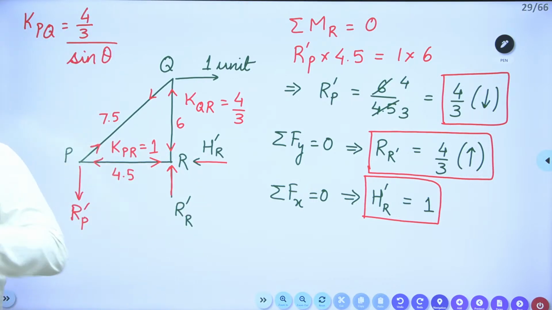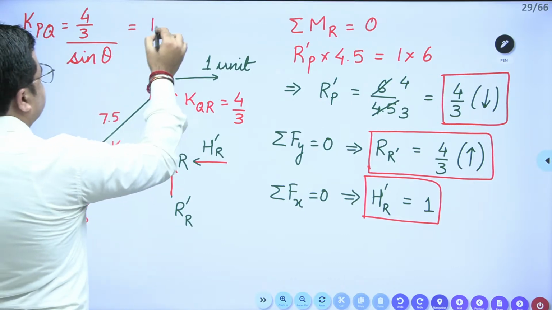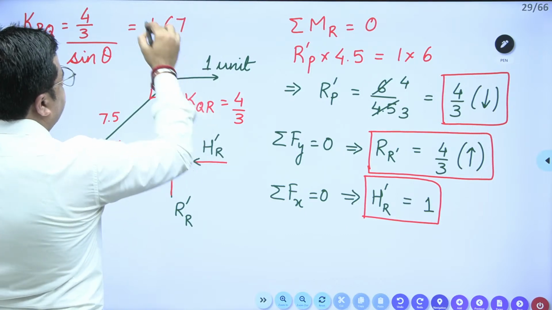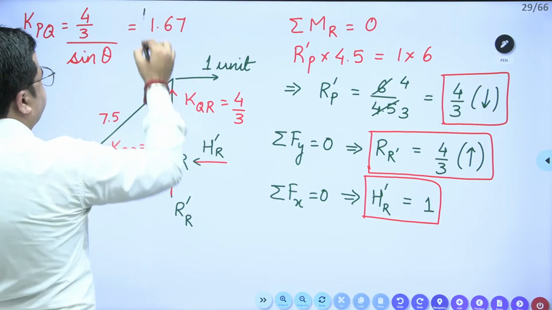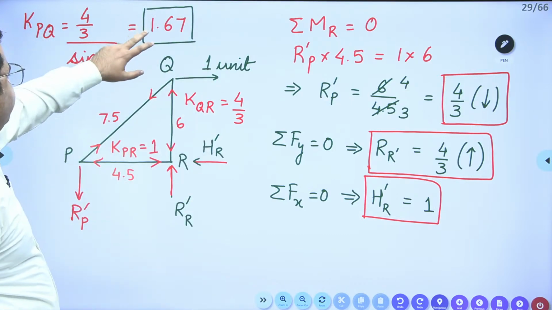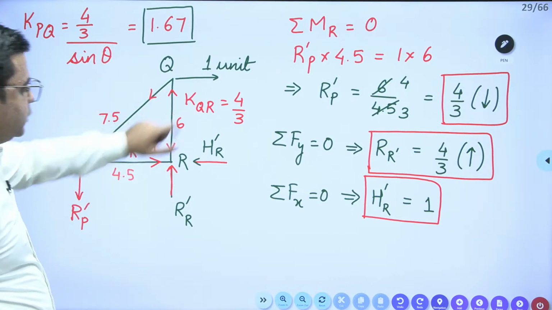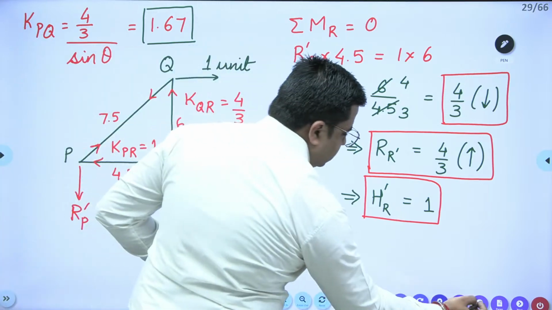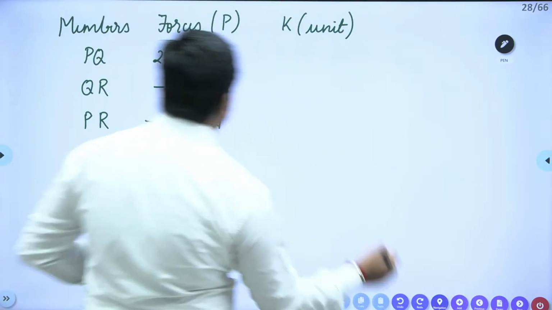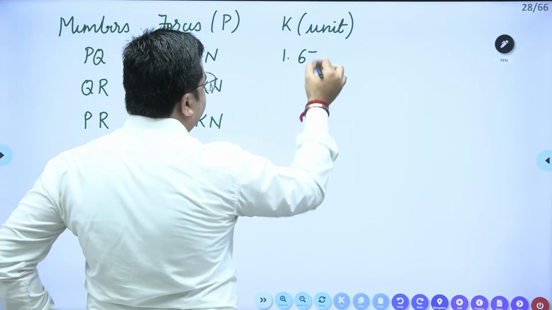I have my answer ready with me. So this KPQ is 1.67. Now I have got all the P values and K values, right? My KPQ is 1.67, KPR is 1 and KQR is 4 by 3. I'll just update this. KPQ is 1.67.